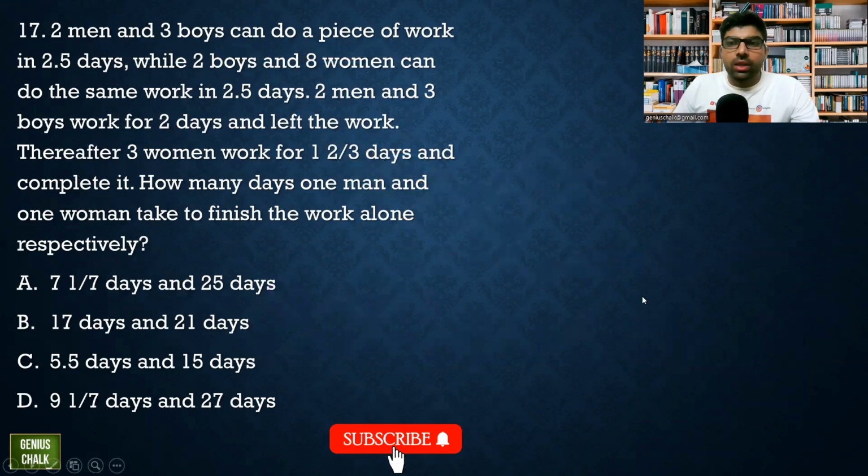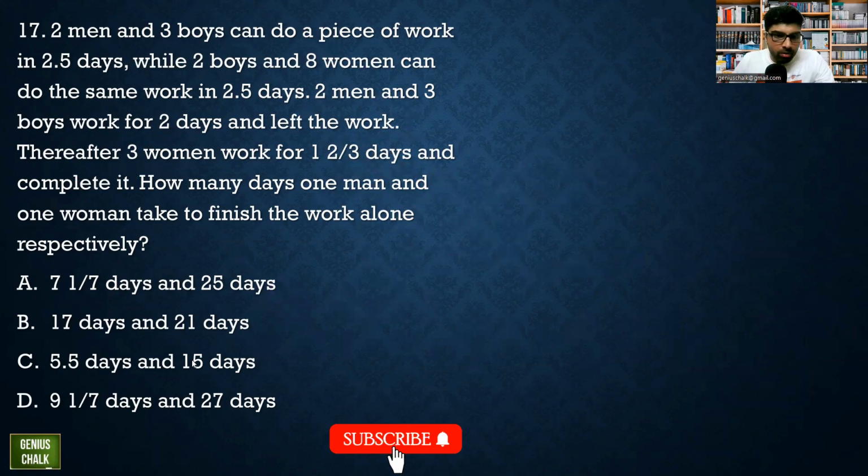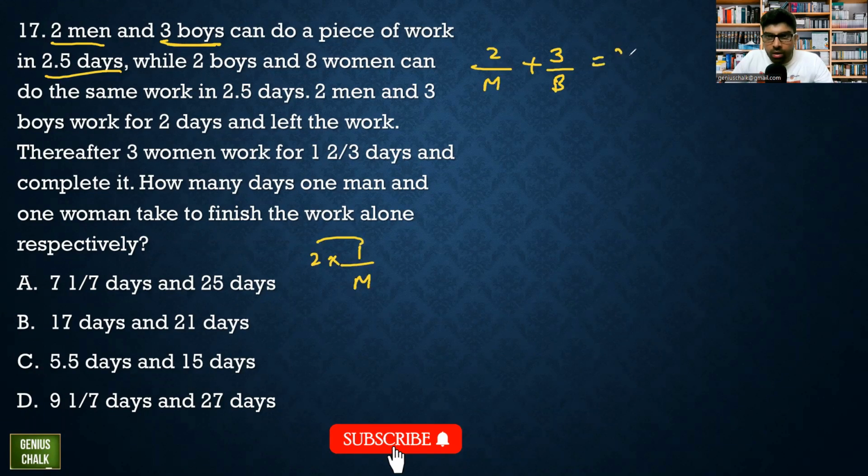All right, next one. This is an equation question of time and work. 2 men and 3 boys can do a piece of work in 2.5 days. So let's say efficiency of men is M, so 1 day work will be 1 by M. If 1 day work is 1 by M, so 2 men's work will be 2 into 1 by M, that is 2 by M. 3 boys will also do the same, and they will do this in 2.5 days. I hope it is clear.